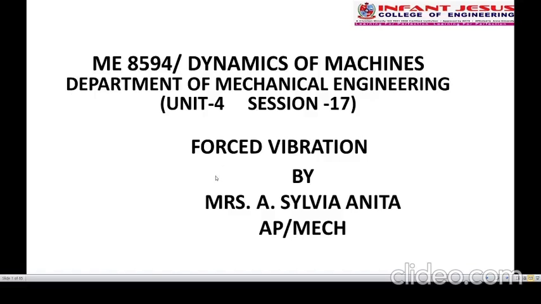So in this session we are going to see about the forced vibration with rotating and reciprocating unbalance, then forced vibration due to the excitation of the support, then about what is vibration isolation, and what is meant by transmissibility and the different types of transmissibility. So these are the topics we are going to cover in this session.